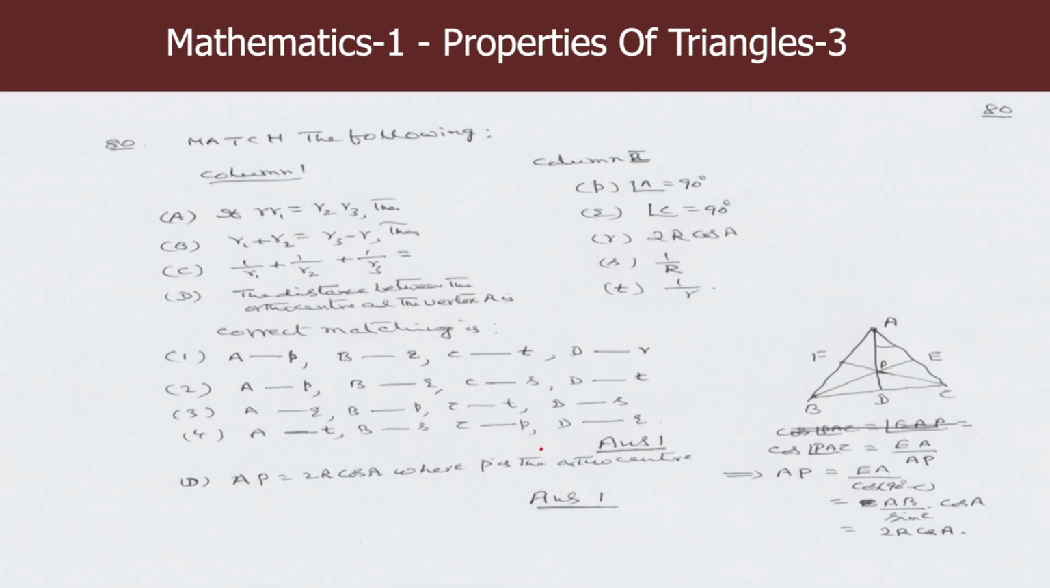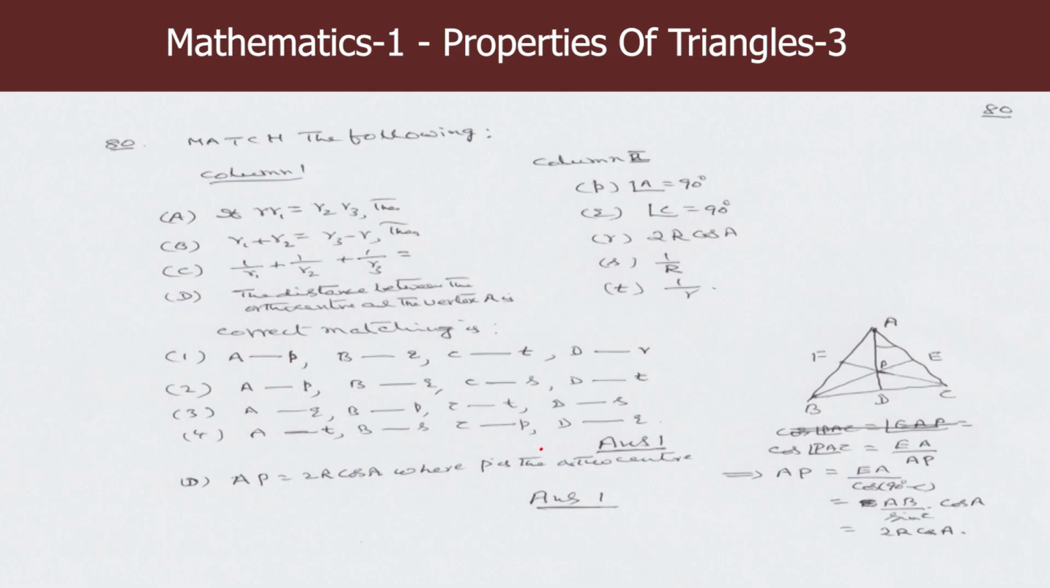Now problem number 80. See, in EAPCET, matching problems are also asked. Here is the matching problem: column 1 and column 2 are given. In column 1 are some statements and in column 2 others. You have to match the items of column 1 with the items of column 2, and the matchings are given as options, out of which you have to select the correct option.